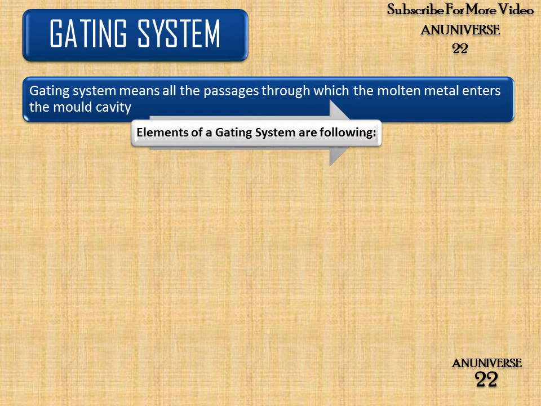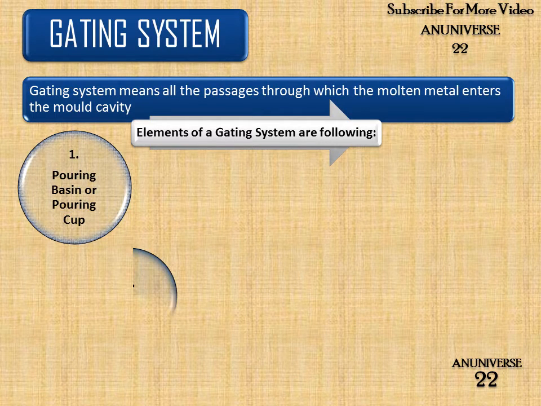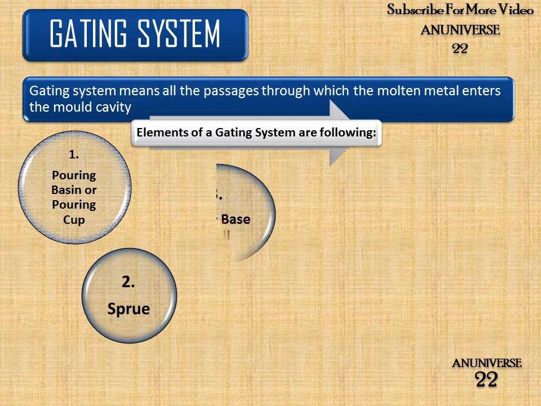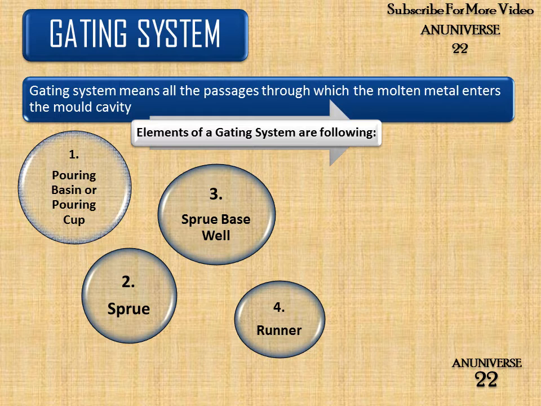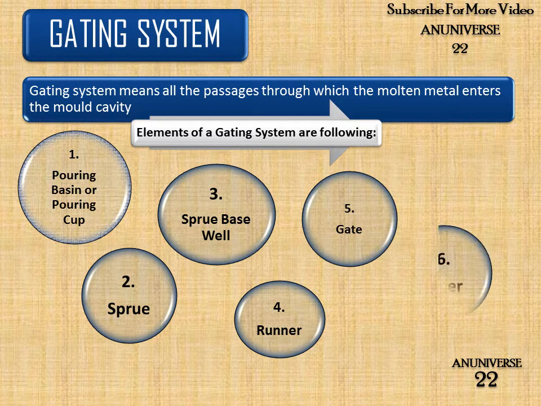First one is the pouring cup or pouring basin. Second is the sprue. Third one is the sprue base well. Fourth is the runner, fifth is the gate, and the last one is the riser.